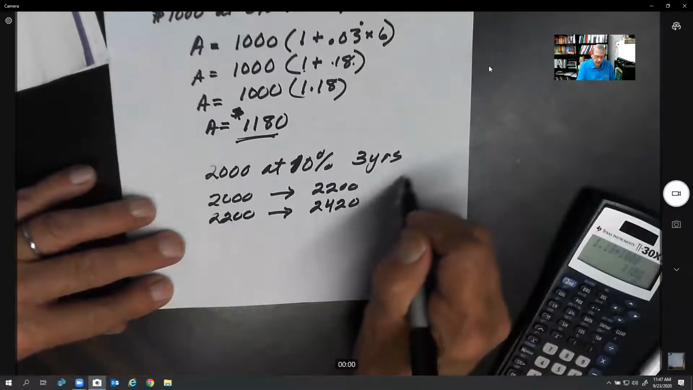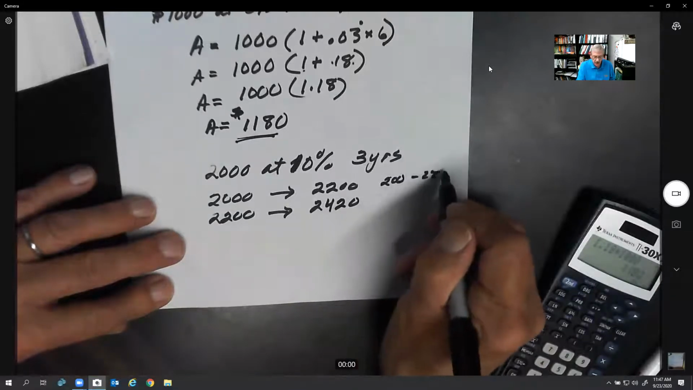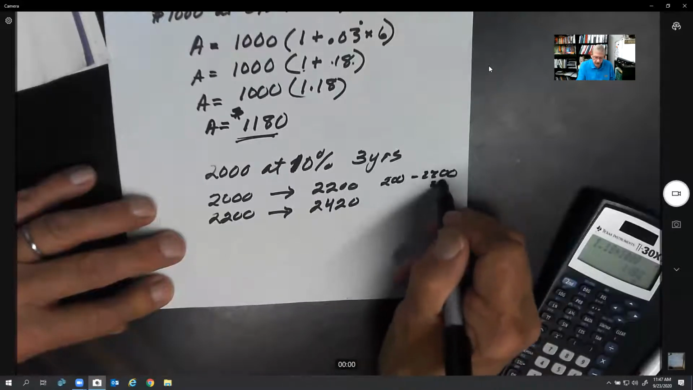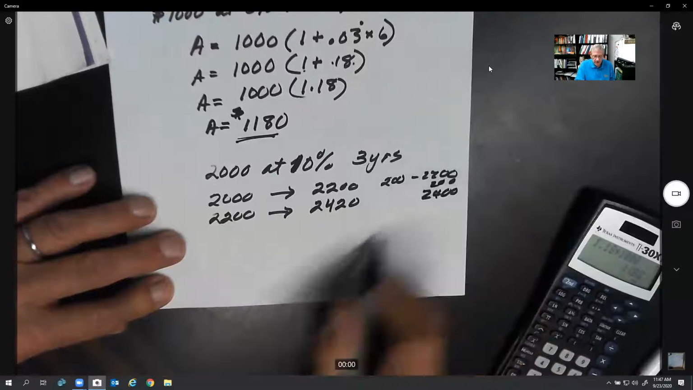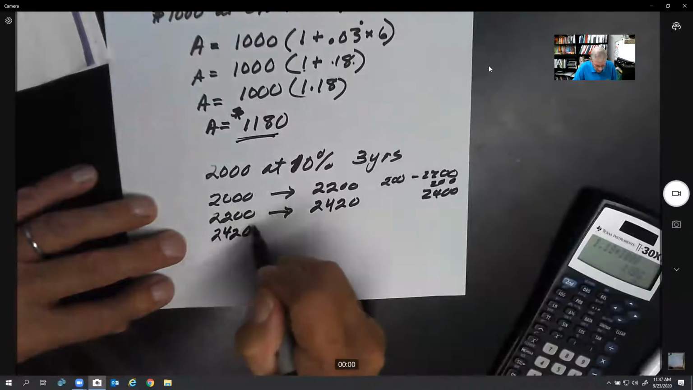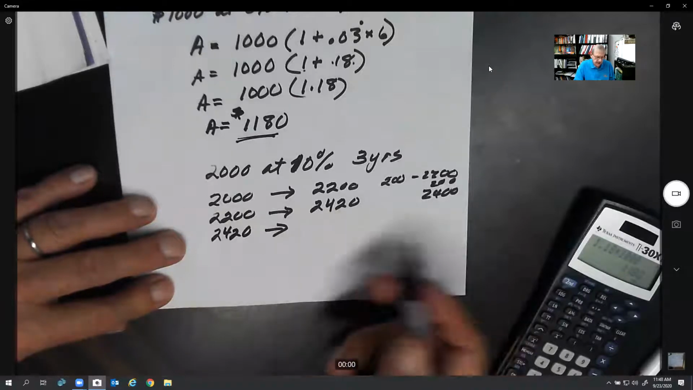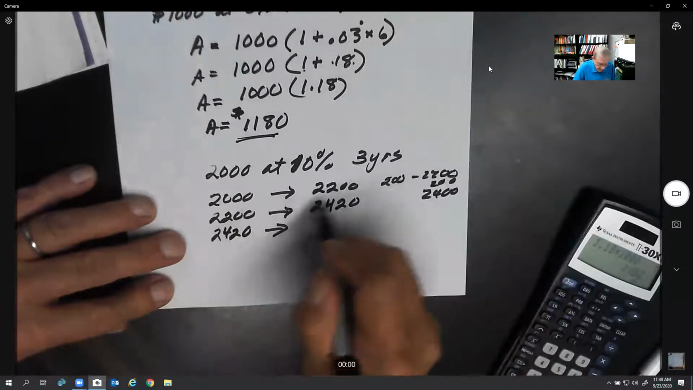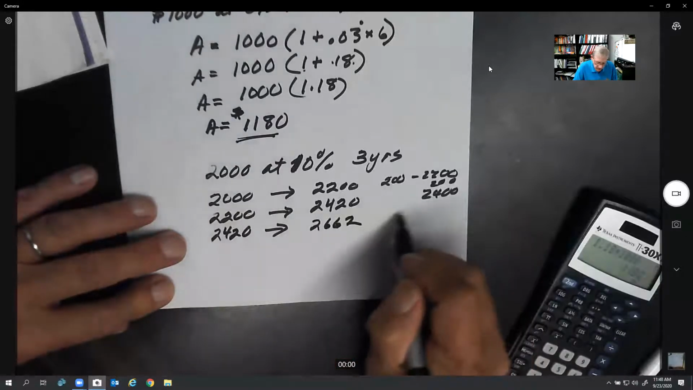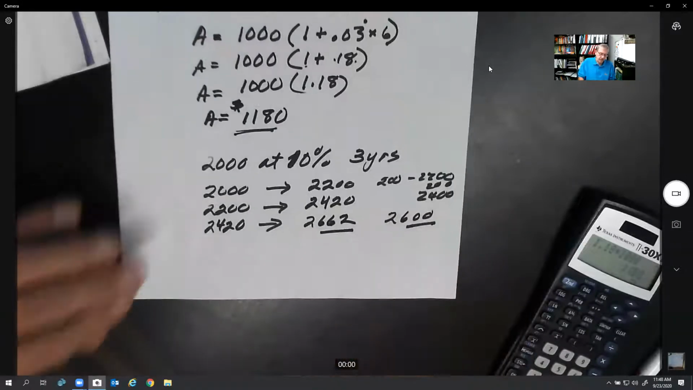If you did it with simple interest, you put 2,000 in, you'd have 2,200. The next year, you'd have another 200 coming back to you, so you'd have 2,400. So you gain $20. And then the next year on compound interest, you start out at 2,420, and you put your money into the bank, and you would have $2,662. With simple interest, you'd have $2,600. So you made a little extra money.